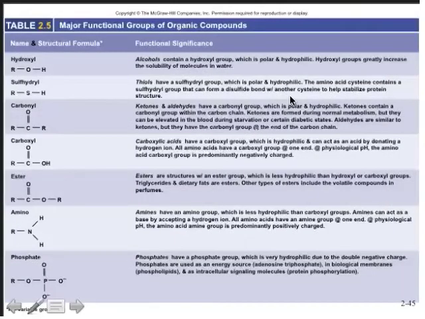Now, this is a table showing you some of the major functional groups of organic compounds. This is 2.5 in your textbook. Star this table. I want you to know it. I want you to know where these functional groups are found so that you can use them as a way of recognizing organic molecules when you see them.